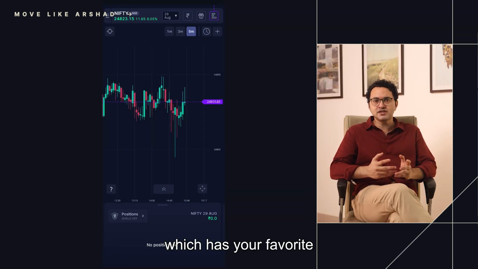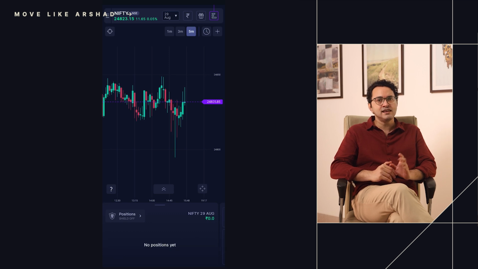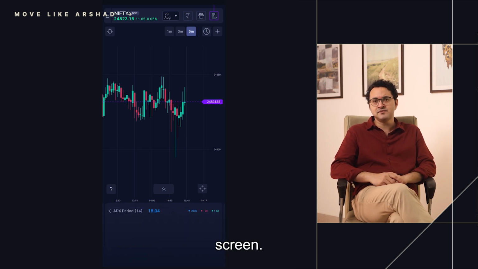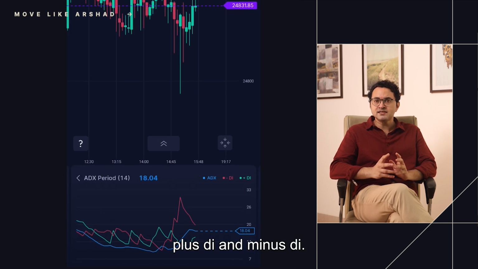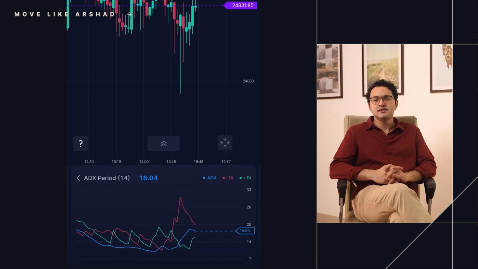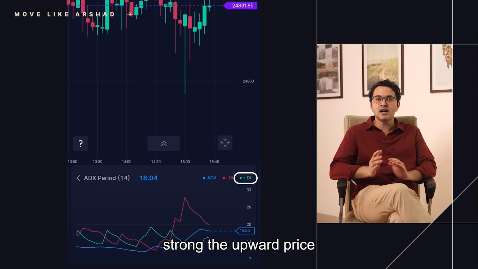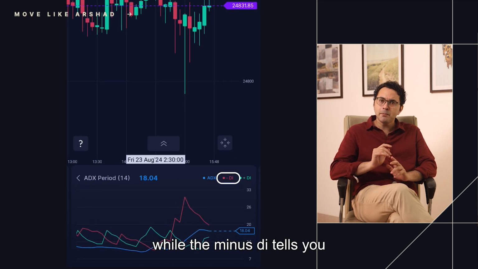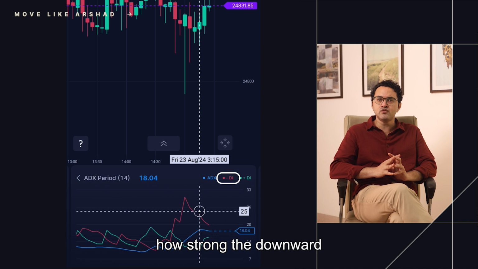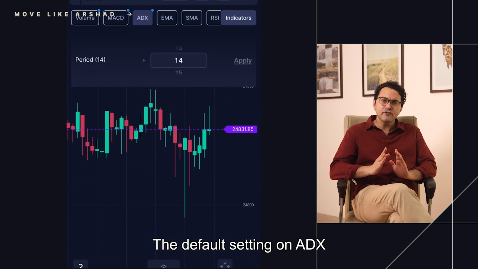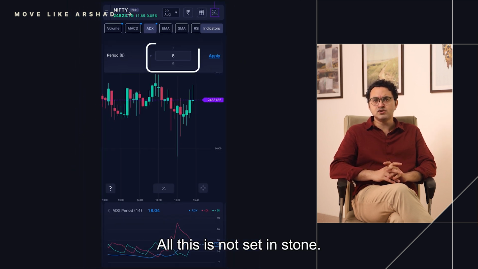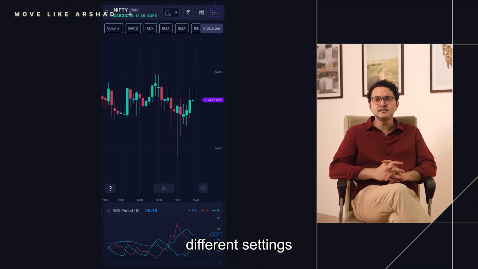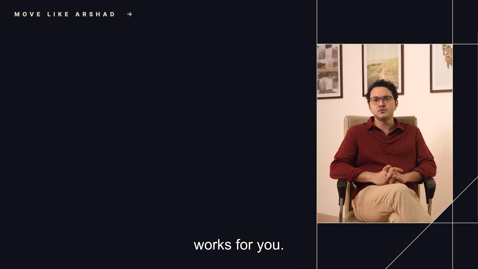I'm using Punch here, which has your favorite technical indicators and the ADX on a single screen. The ADX is a summation of two other indicators, plus DI and minus DI. The plus DI tells you how strong the upward price movements are, while the minus DI tells you how strong the downward movements are. The default setting on ADX is 14, which can be customized. All this is not set in stone, so I suggest you try different settings and experiment to see what works for you.